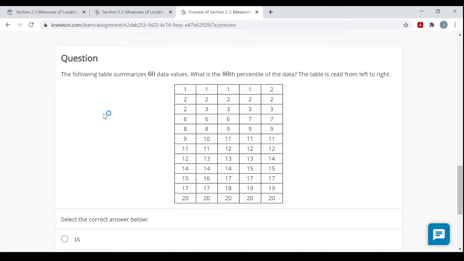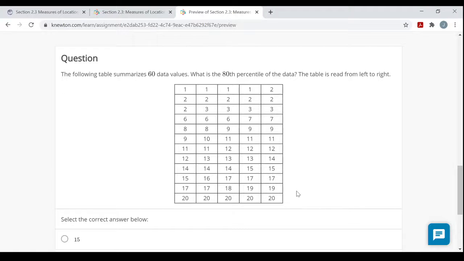We're given in this question: the following table summarizes 60 data values. So n, the number of values, is 60. What is the 80th percentile of the data? It says read from left to right. They put it in order from least to greatest for us, which is nice: 1, 1, 1, 1, 2, 2, 2, 2, 2, 2, 3, 3, 3, 3, 6, 6, 6, 7, 7, 8, 8, 8, 8, 8, 9, 9, 9, 9, and so on. It's least to greatest going left to right as you go down, so it's already arranged from least to greatest.